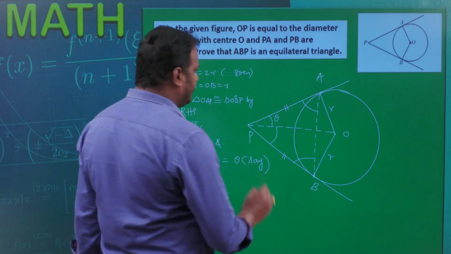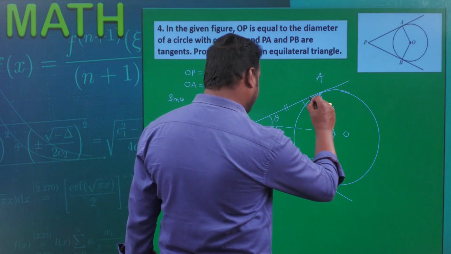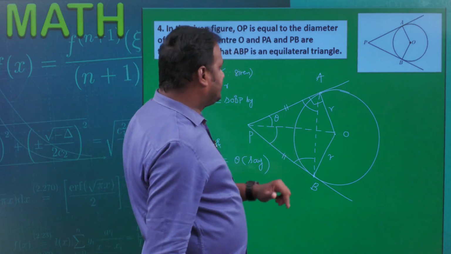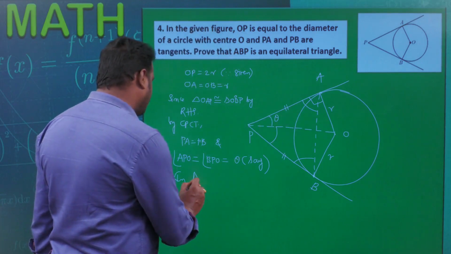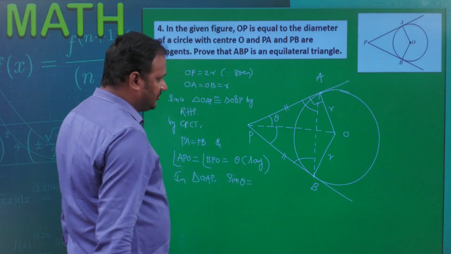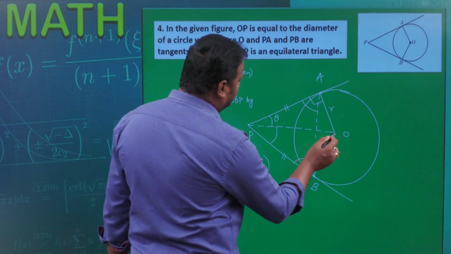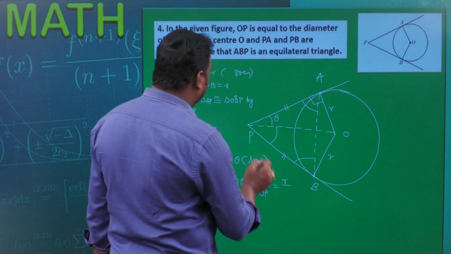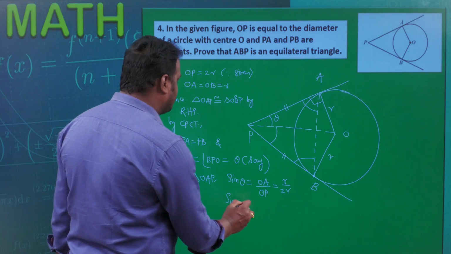That is theta. Now I am going to consider, see here it is theta and here it is 90 degrees. You know very well about this. I know about the side OP also, so that I am going to apply in triangle OAP. In triangle OAP, I apply sine theta. So sine theta is equal to side opposite to theta, that is OA, divided by hypotenuse. Hypotenuse is equal to OP. What is OA? OA is equal to radius and OP is equal to 2 times radius. So radius by 2 times radius means sine theta is equal to 1 by 2.